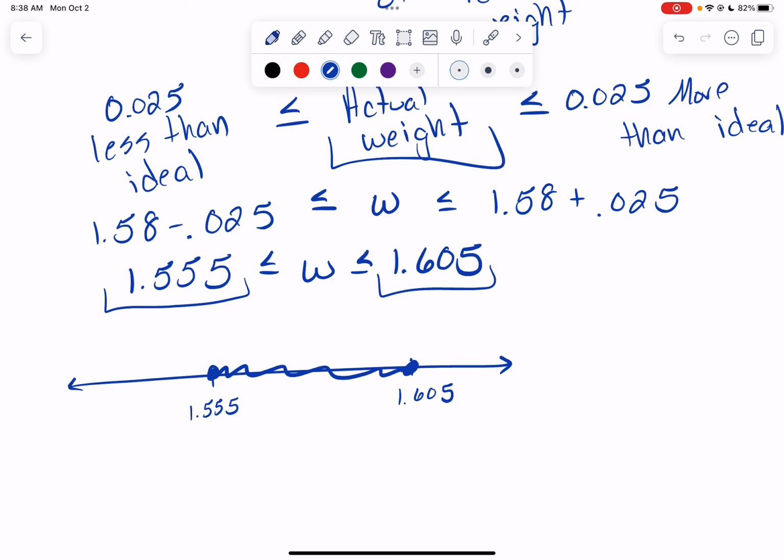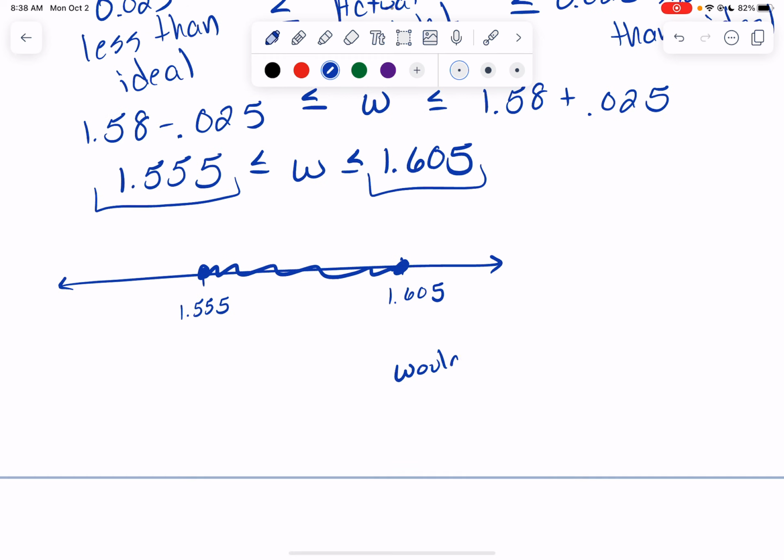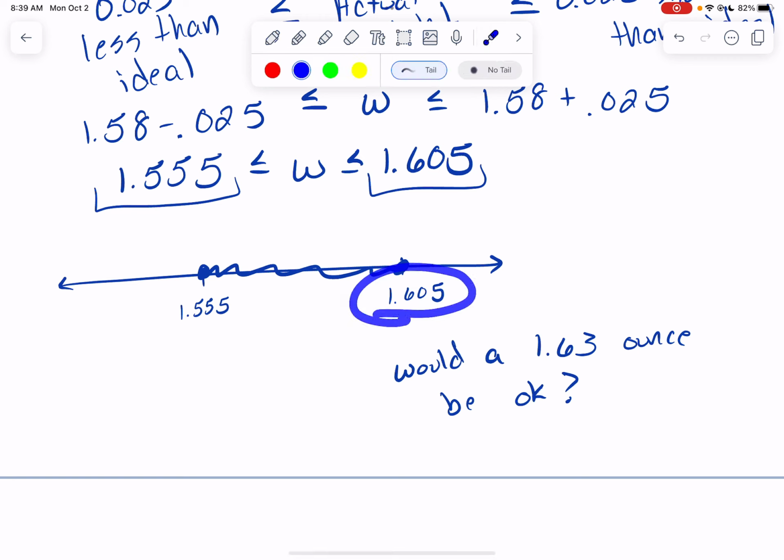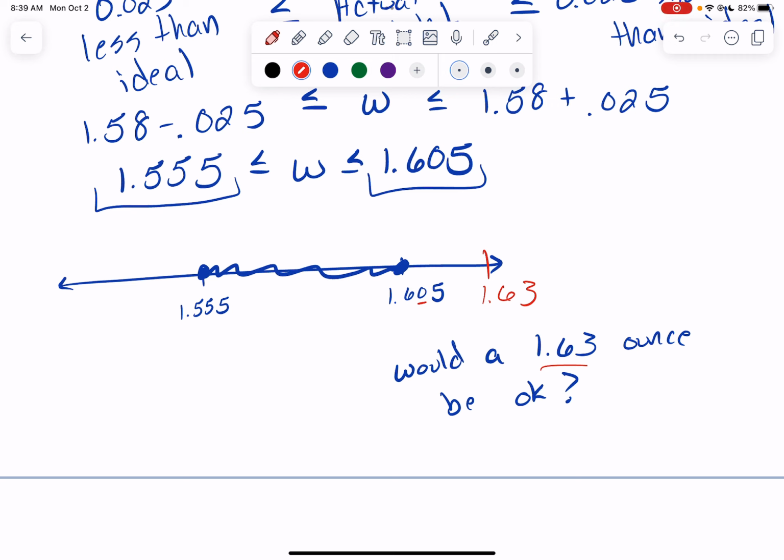Okay. So here's the question. Would a 1.63 ounce package be okay? Would that be okay? 1.63 is larger than 1.605. 1.63 would be up here because this is 1.60. So 1.63 would be too big. So nope, it would not be okay. It would be rejected. We would not send it out to stores because that one would be over. The package would be too big. So nope, a 1.63 would not.